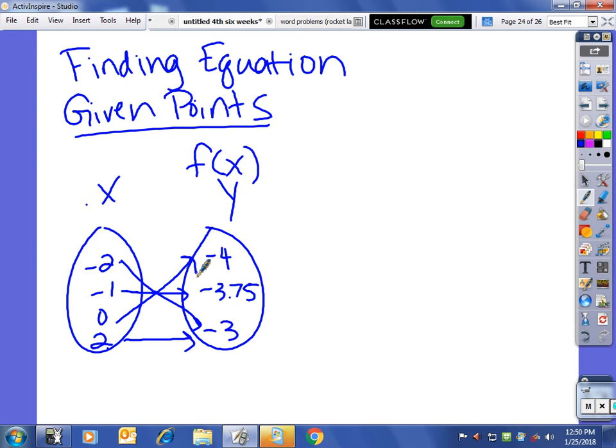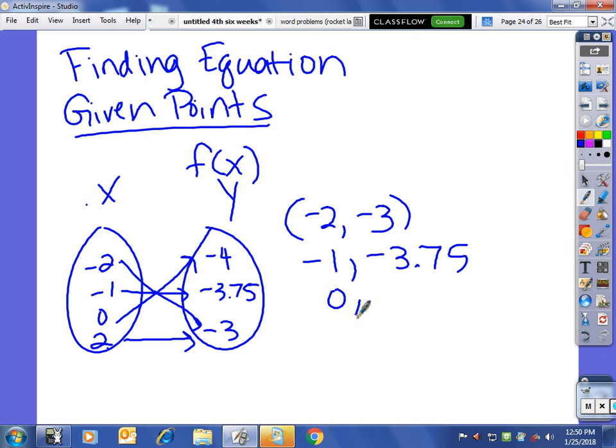When they do this to me, I usually like to write out the points to the side, because all those little arrows confuse me. So -2 goes to -3, -1 goes to -3.75, 0 goes to -4, and 2 also goes to -3. So I can tell from looking at the points, the x's aren't repeating. It's a function, as long as the x's don't repeat.